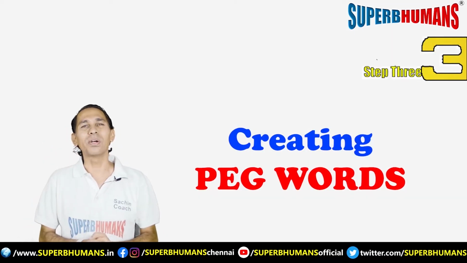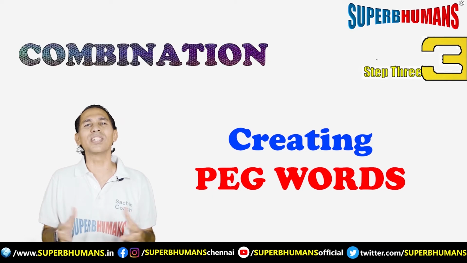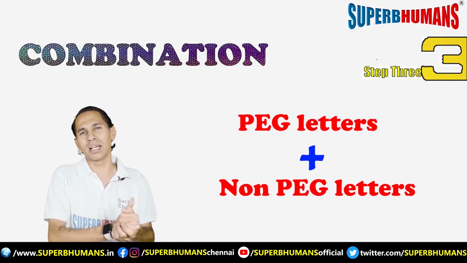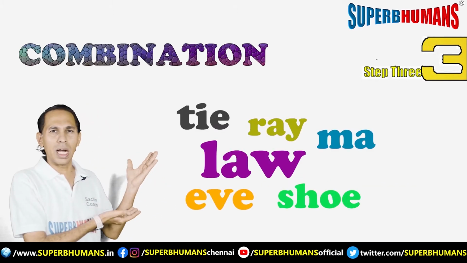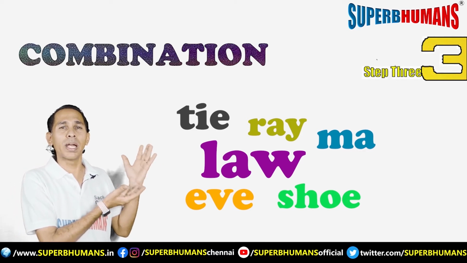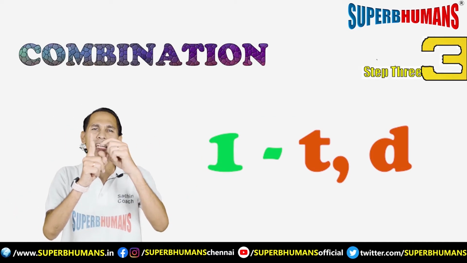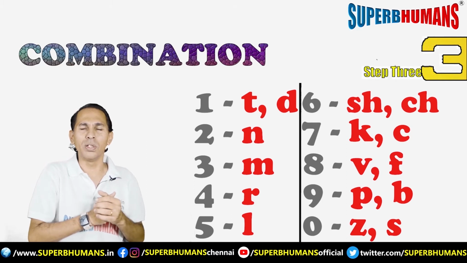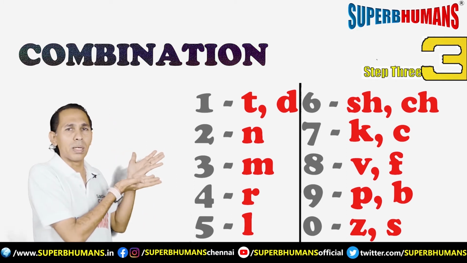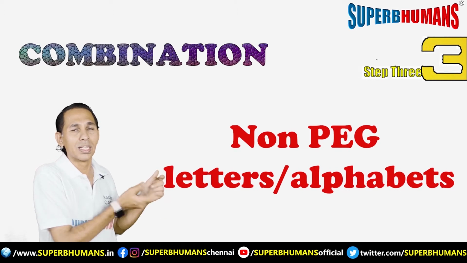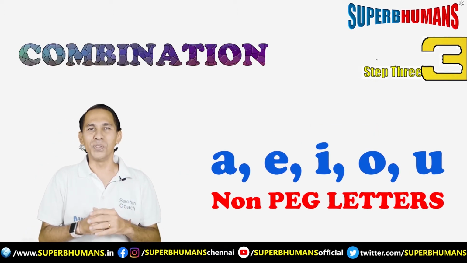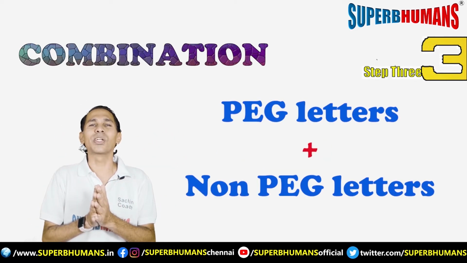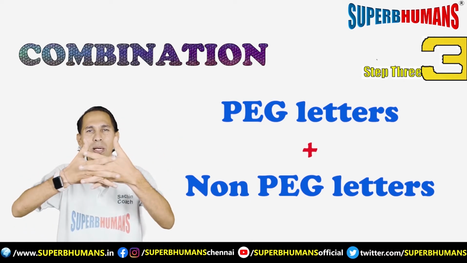Step number 3 is now creating peg words. Peg words are a combination of peg alphabets or peg letters and non-peg letters. What we see up here is a combination of all the peg letters. Like for 1 it is T and D, for 2 it is N, for 3 it is M, whatever we have learned in the earlier part of this video. Whatever other letters which do not come in the peg letters are non-peg letters. For example, A-E-I-O-U doesn't feature in any one of them. So whenever we make peg words, it's a combination of peg letters and non-peg letters put together.